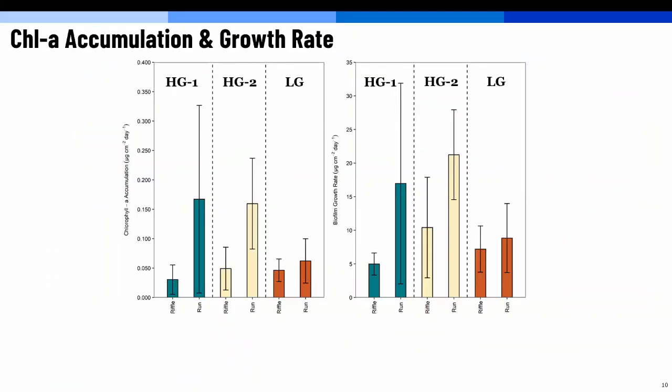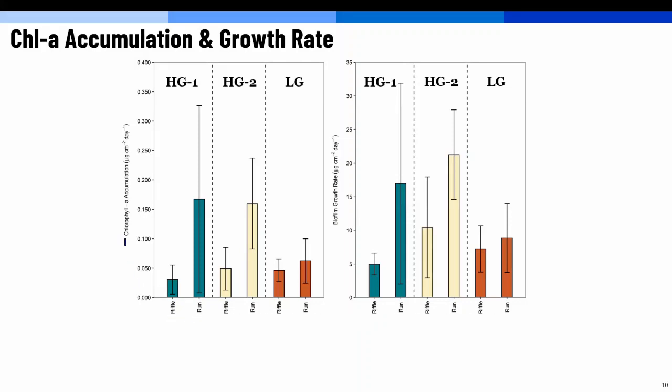So let's get into some results. Here we have the reaches divided by groundwater input as high groundwater reach 1 or HG1, high groundwater reach 2 or HG2, and our low groundwater reach, LG. Each reach is further subdivided on the x-axis into the 2 habitats, riffle and run.